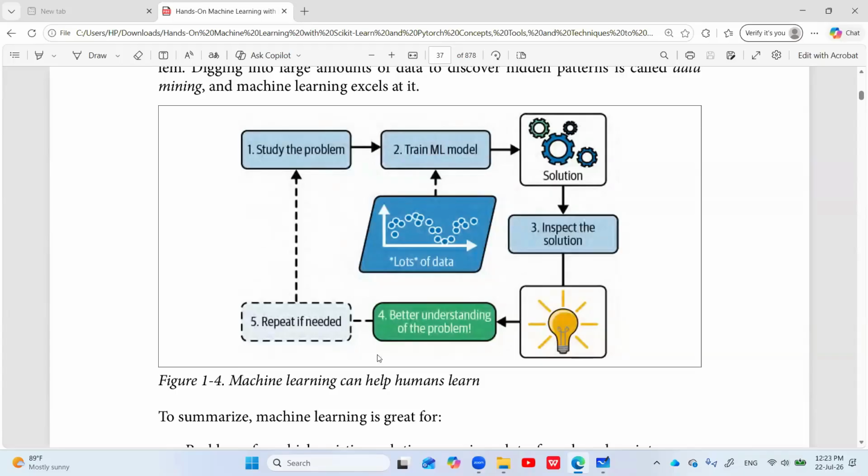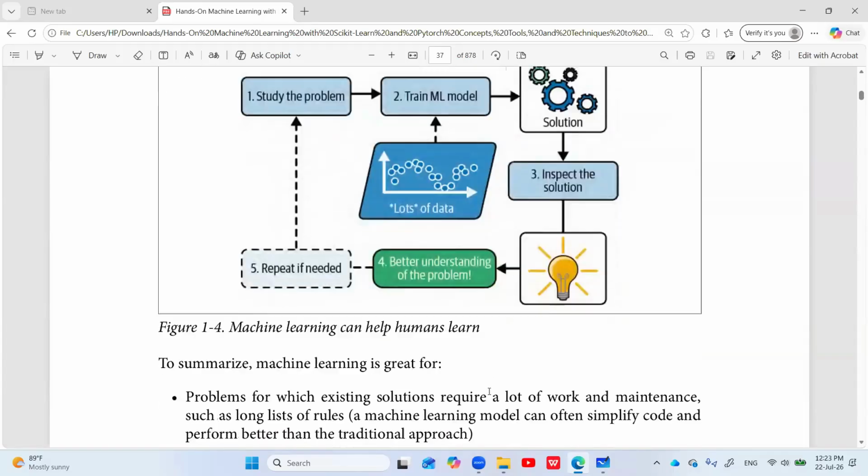When there is lots of data, you can do it that way. Study the problem, train the ML model, provide the solution. After providing the solution, you can inspect it, go to the solution and check, and by that you will understand the insights of it. Then, understanding the problem better, you can repeat if you need. This is called the machine learning approach for data mining.